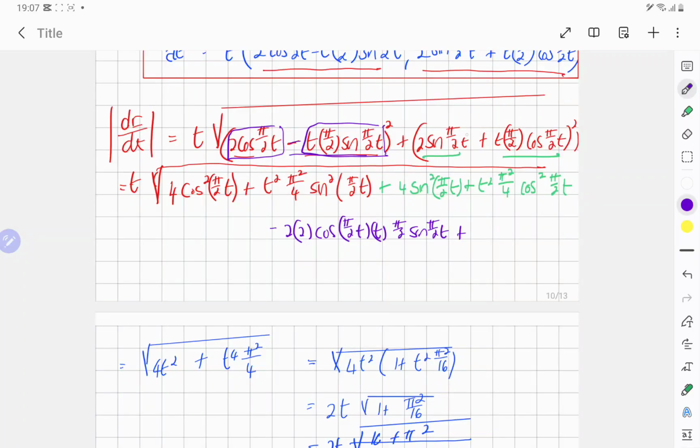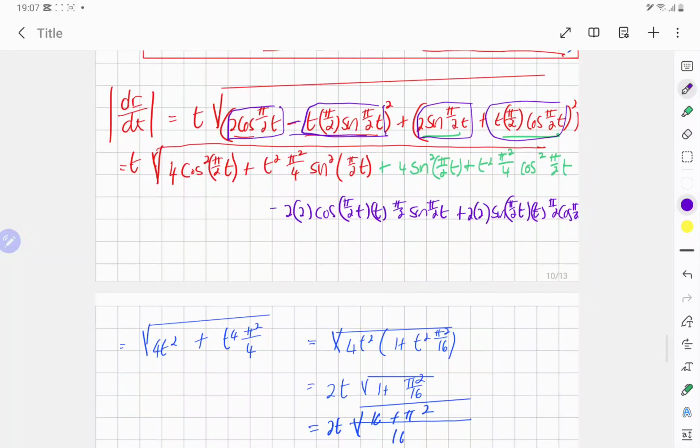Now I do the same here. I'm doing exactly the same there, times by 2. So I get sine pi over 2t, t pi over 2 cos pi over 2t. Okay, so what do you see? Why did I do it like that? This is exactly the same as this. 1 plus 1 minus, so they will cancel. These two will cancel. That's why I did it like this.